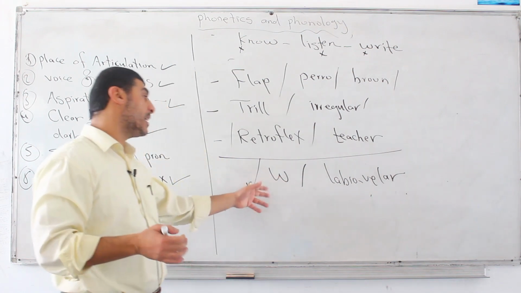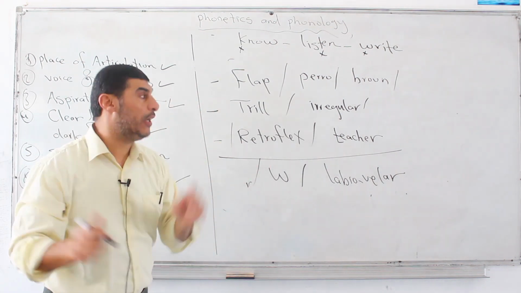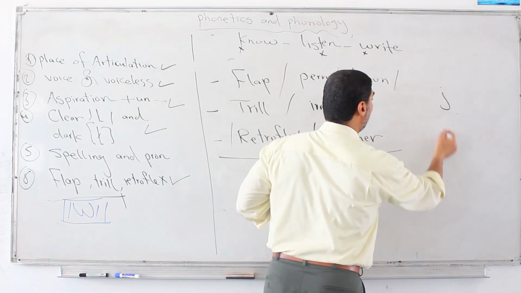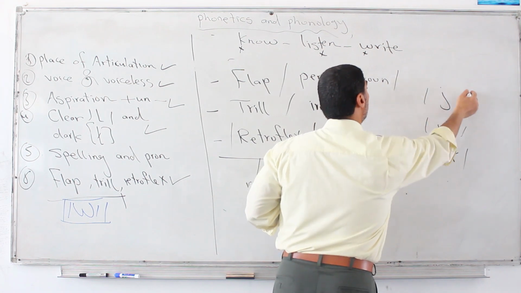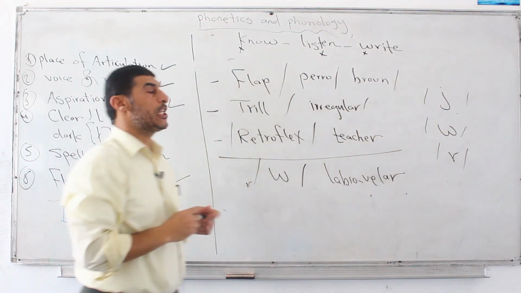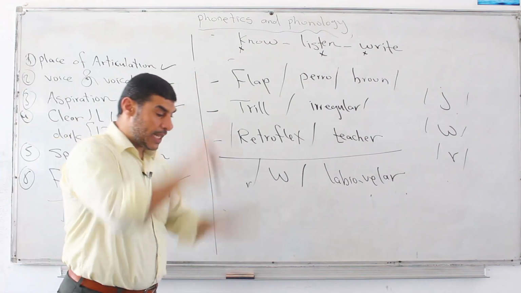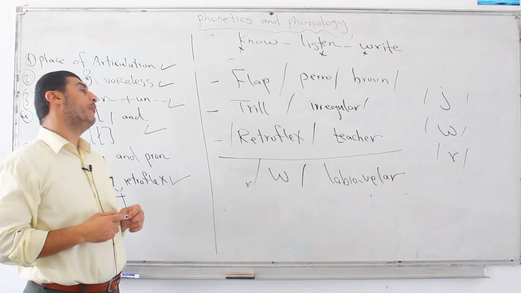And remember, this is a semi-vowel sound that must be followed by a vowel. Remember this. Y and w and r are always followed by vowels. That's why we call them a glide. A glide means a rapid movement of the tongue towards the next sound that is a vowel sound.